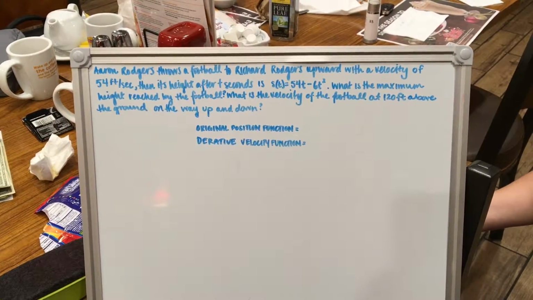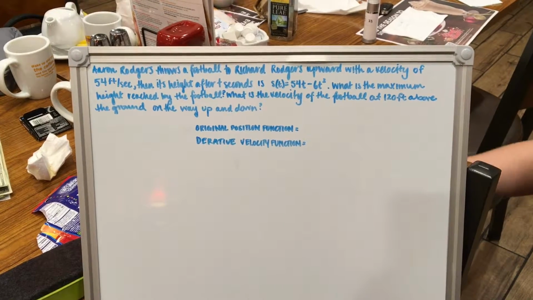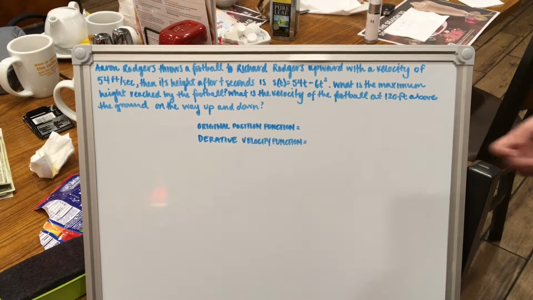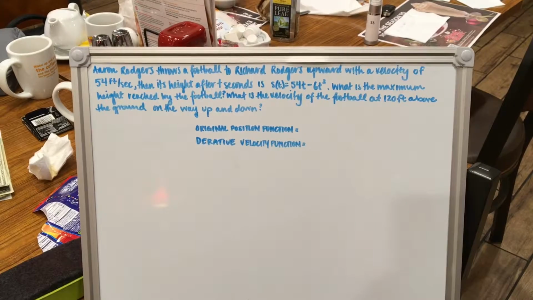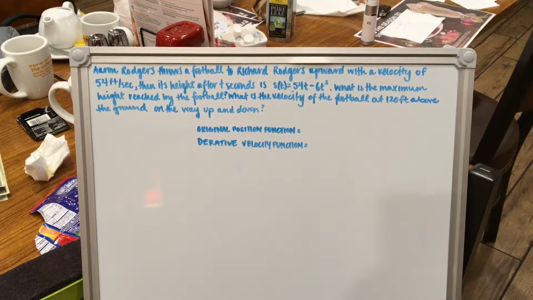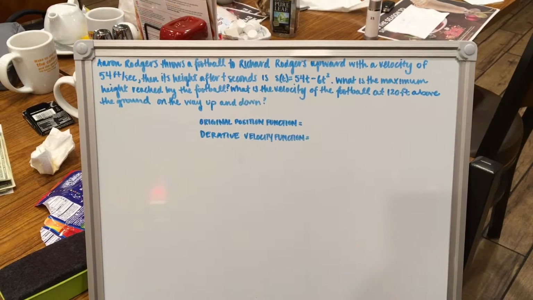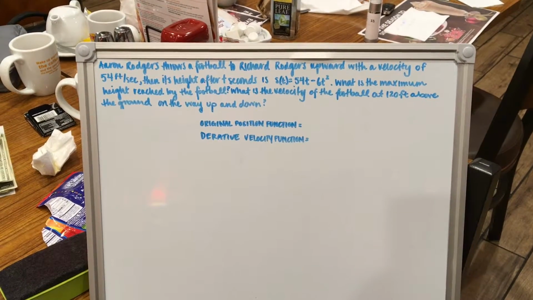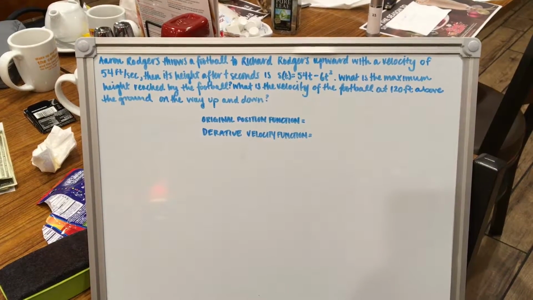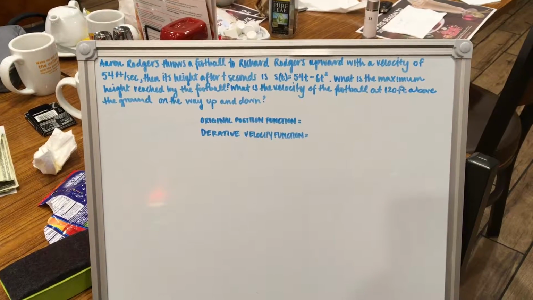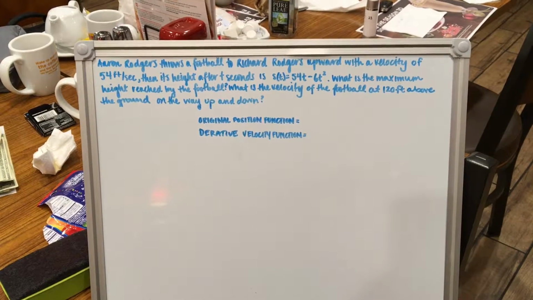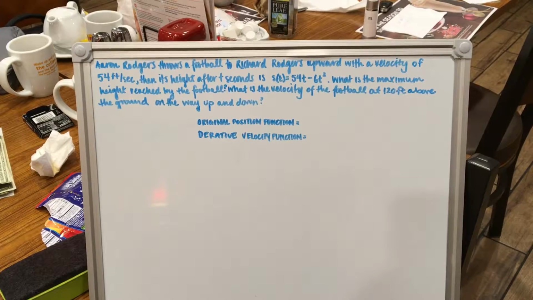Aaron Rodgers throws a football to Richard Rodgers upward with a velocity of 54 feet per second. Then its height after t seconds is s of t equals 54t minus 6t squared. What is the maximum height reached by the football? What is the velocity of the football at 120 feet above the ground on the way up and down?